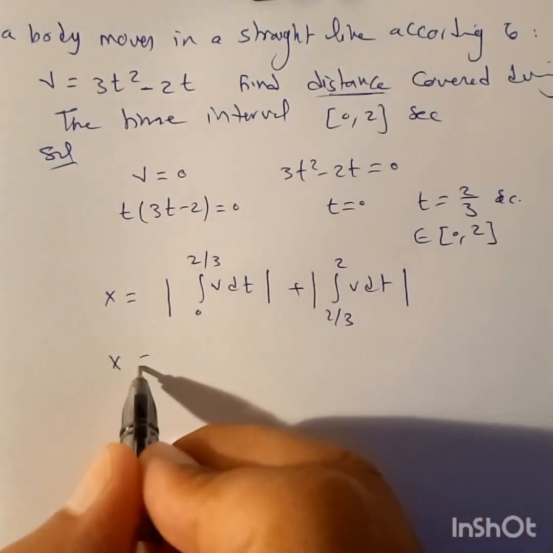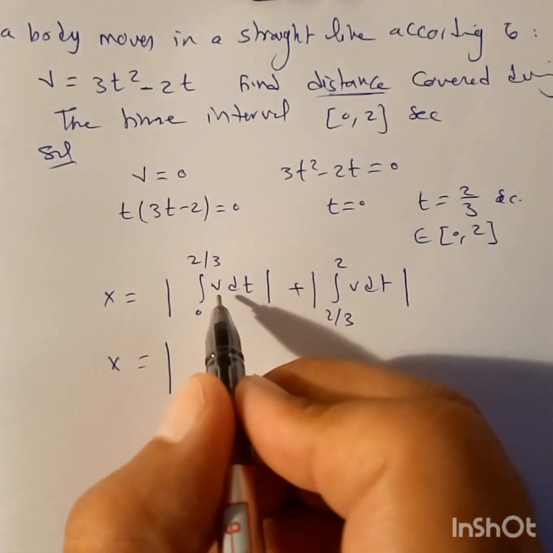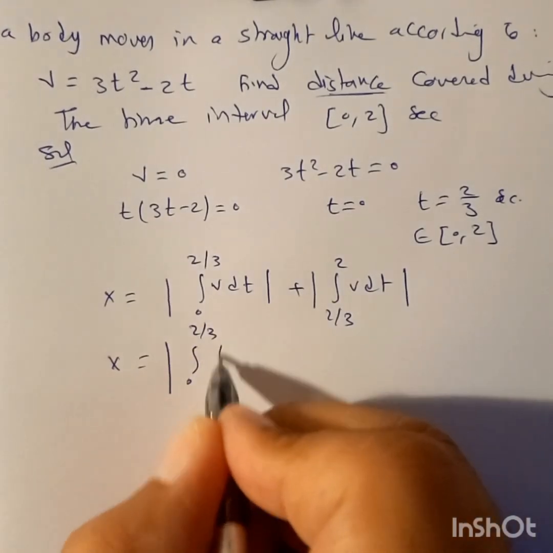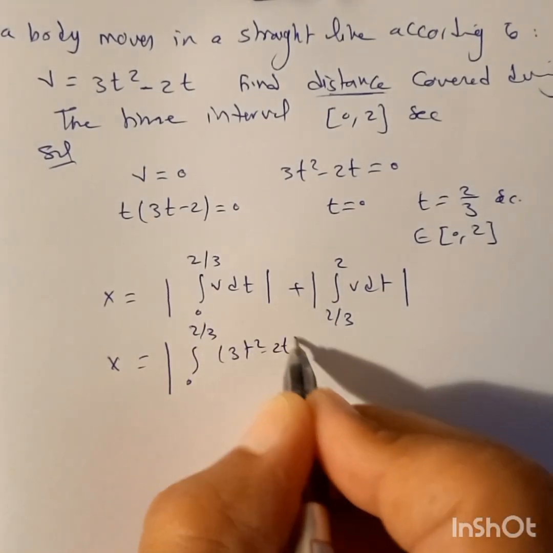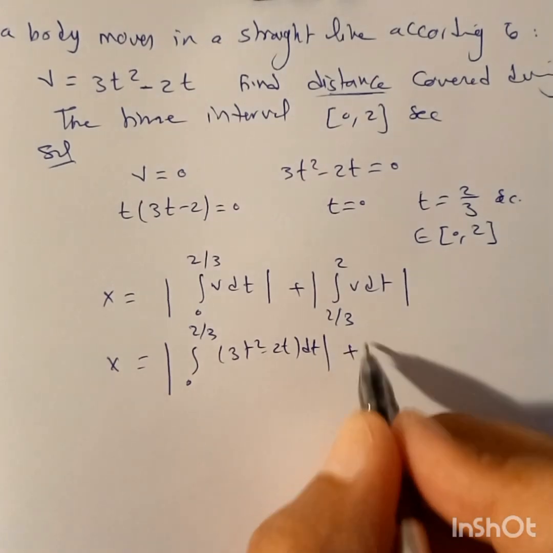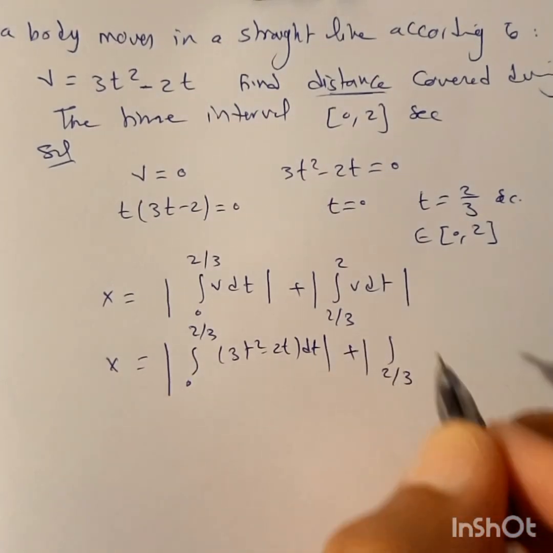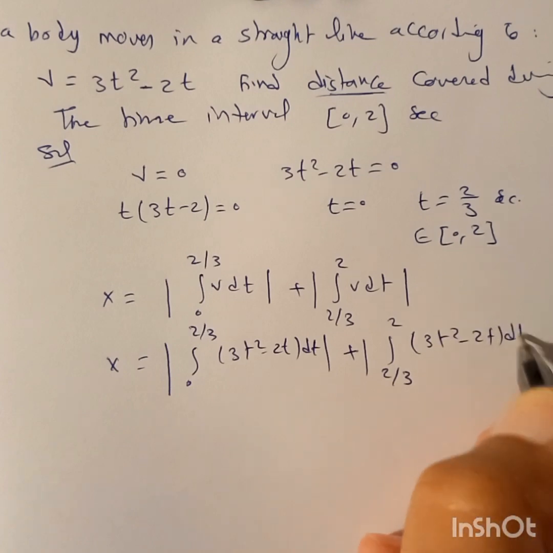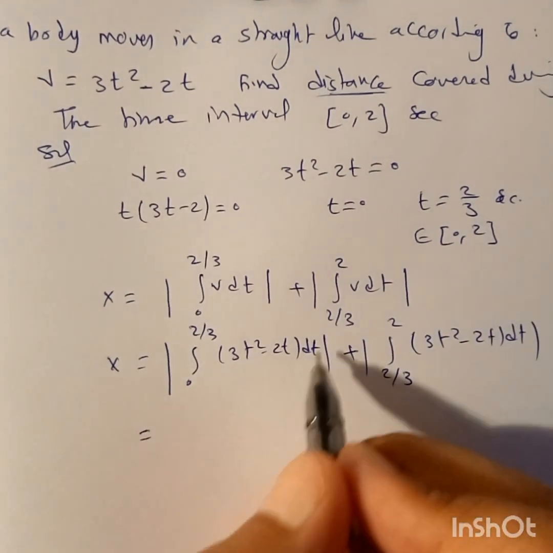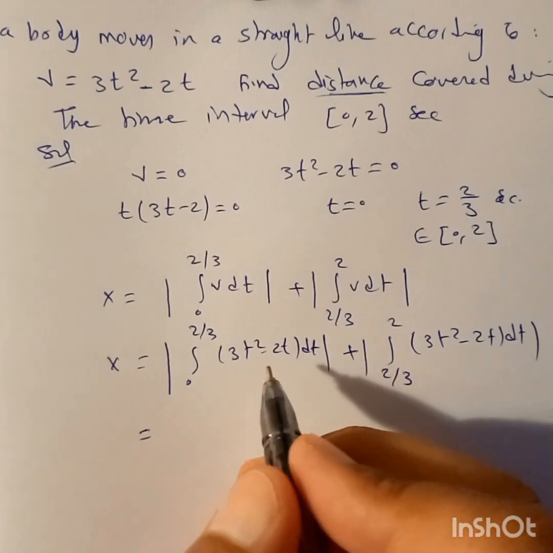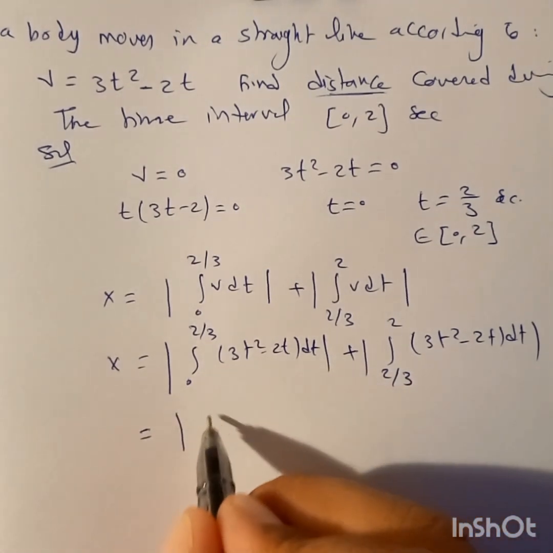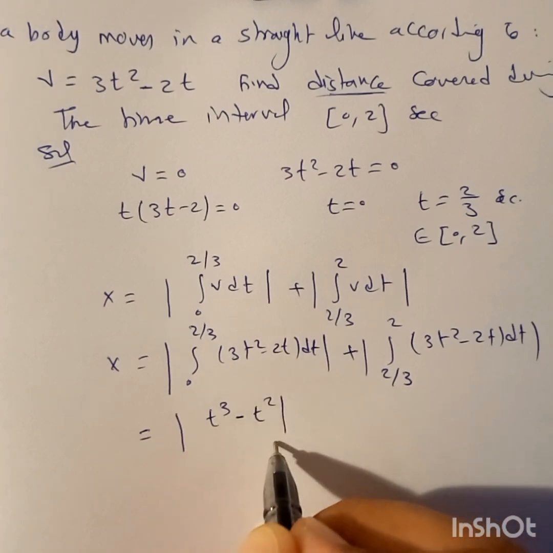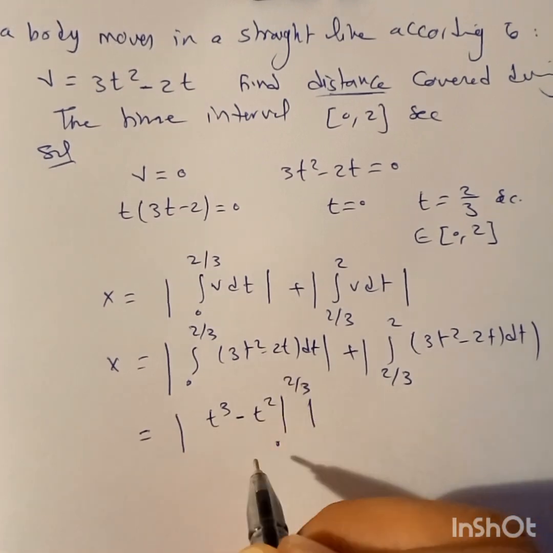Okay, then we have x equals the modulus of the integration of v, integration from 0 to 2 over 3 of 3t² minus 2t dt, and we have also from 2 over 3 to 2 of 3t² minus 2t dt. Okay, and we have this modulus. By executing this definite integration, then we have here the modulus of t³ minus t², from 0 to 2 over 3, and this modulus.